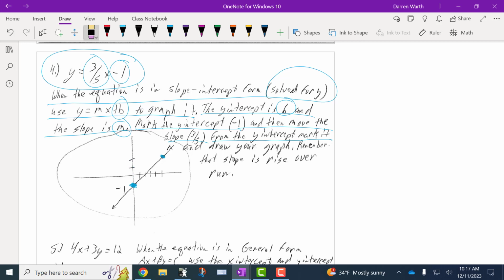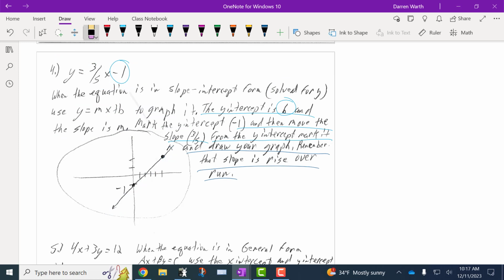And then all I have to do is go ahead and draw in my graph. Remember that the slope is rise over run. That's why I went up 3. So up 3 over 5, because it is rise over run. Let me just connect them. And there's what my graph looks like. So number 4 on your test is going to be in slope-intercept form. Just go ahead and graph your equation in slope-intercept form.